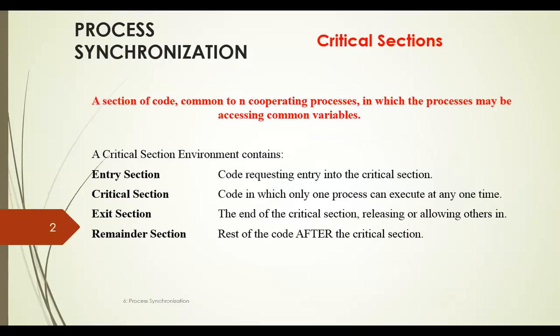A critical section environment contains the entry section, critical section, exit section, and remainder section. The entry section is the code requesting entry into the critical section. The critical section is the code in which only one process can execute at any one time. The exit section is the end of the critical section, releasing or allowing others in. The remainder section is the rest of the code after the critical execution.